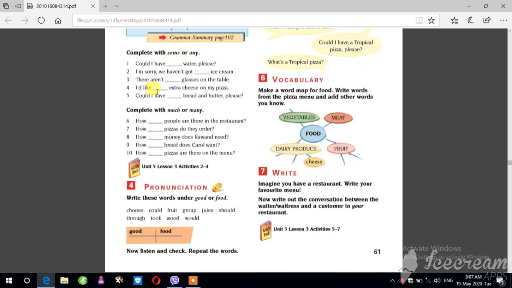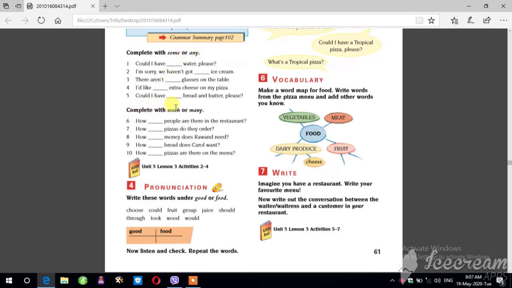I'd like some extra cheese on my pizza. I'd like. Here the sentence is positive. Number 5. Could I have some bread and butter, please? This is a request. We said in requests and positive sentences we use some, and in negative we use any.